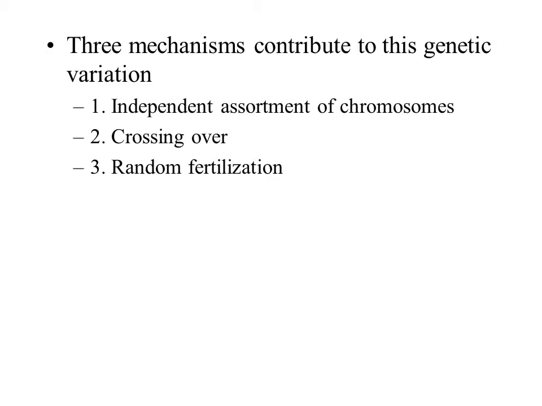Then we're going to talk about crossing over. Then we're going to conclude with random fertilization. But all three of these are going to create genetic variation in the population. This is why all of us look very different. There are no individuals that are genetically the same, except maybe twins, but we'll discuss that later.